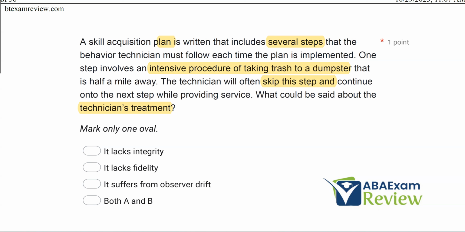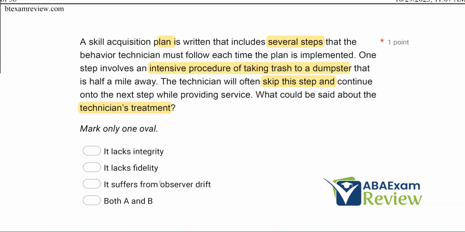So what do we call it when the plan is not implemented as written or it's not implemented correctly? What can we say about it? A, it lacks integrity. Can we say it lacks integrity? Absolutely, right? Treatment integrity means we're following the plan as written. Same as B, lacks fidelity. You might hear procedural fidelity, treatment integrity. All those phrases just mean we're following the plan as written.